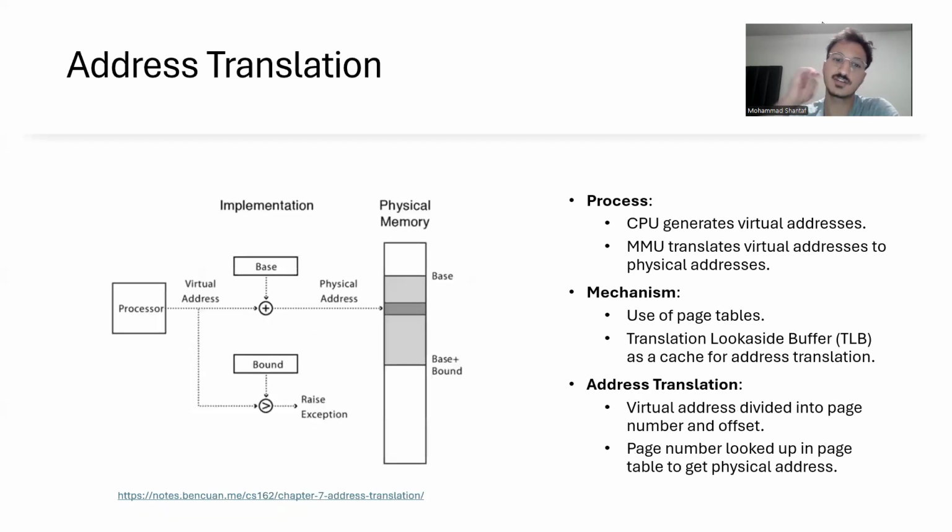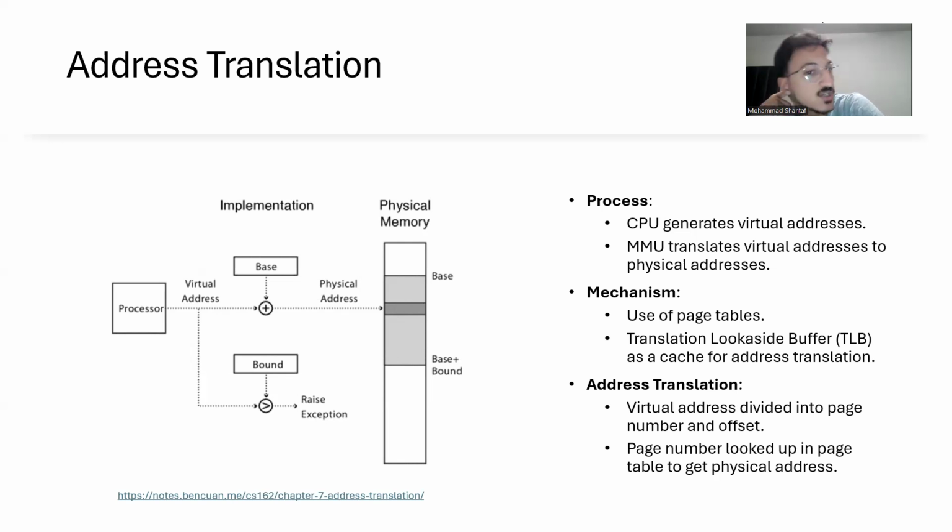Here, we'll talk about address translation. In the process, the CPU generates virtual addresses. The MMU is the one that translates virtual addresses to physical addresses. What's the mechanism behind that? It uses page tables, shown here to our left in our example, and also a translation lookaside buffer, the TLB, which is used as a cache for address translation. The virtual address is divided into a page number and an offset.